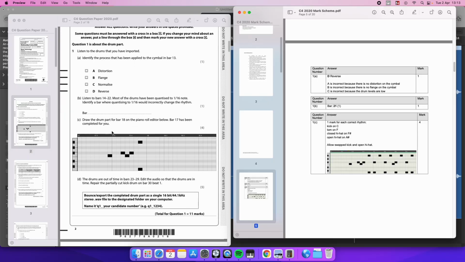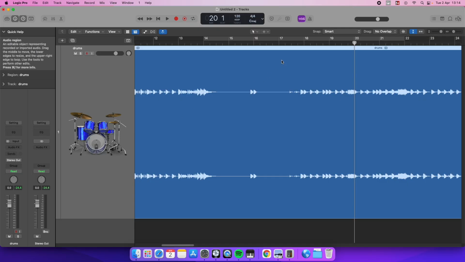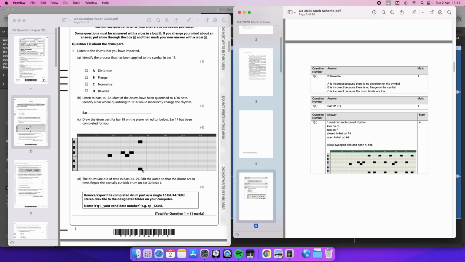Draw the drum part for bar 18, on the piano roll below. Bar 17 has been completed for you. There's bar 17. There is some of bar 18. No, that is bar 18. Sorry, yeah, 1, 2, I can't see, the lines are quite faint. So how do we do this? We need to go and have a listen. First of all, bar 17 and 18. Bar 17's been done, so we can use bar 17 to identify what each of these blocks is doing, okay? Then we can listen to whatever pattern is being played in bar 18 and scribble that in.